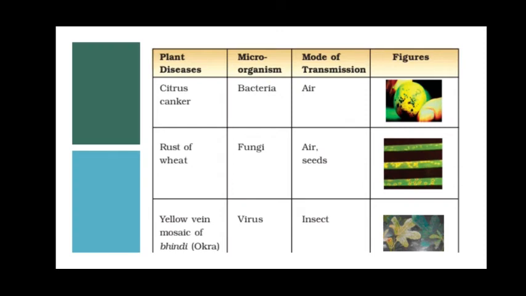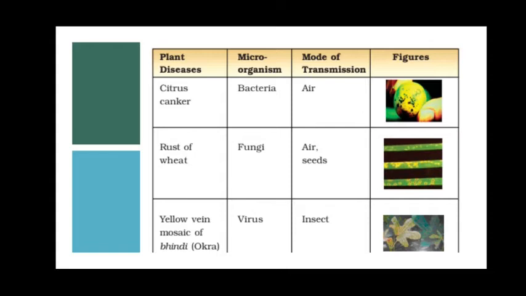It is the name of the disease which is caused in citrus varieties like lemon, orange, sweet lime, and it is caused by a bacterium, which is transmitted through the air. You can see some blisters and brown spots on the lemon or orange. That means it has got infected by bacteria.